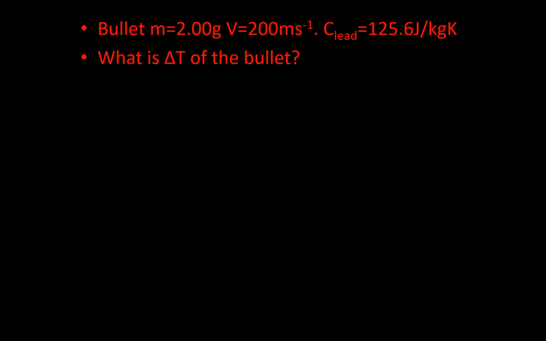Now we don't know a lot here about temperatures and energies. What we do know is that the bullet has a speed, a velocity of 200 meters per second. That relates to the kinetic energy of the bullet. If you cast your mind back to mechanics, kinetic energy is 1/2 mv squared. We have m, we have v.